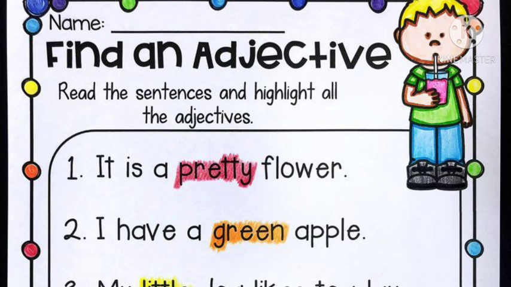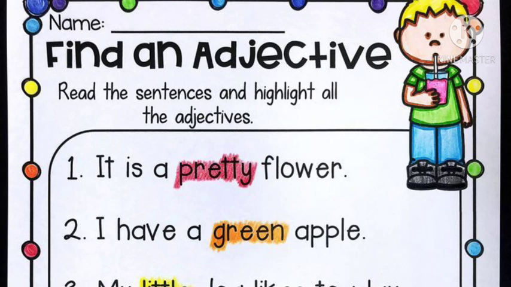Number one is: It is a pretty flower. Now, what does it mean? It is a pretty flower. That means এটা হয় একটা সুন্দর ফুল.